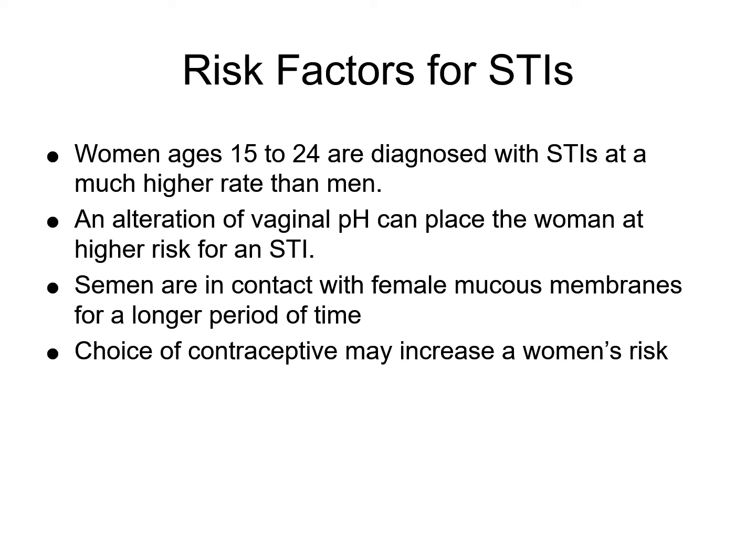Sexually transmitted infections can have long-term effects on reproduction in the form of sterility, complicated pregnancy, or neonatal infection.